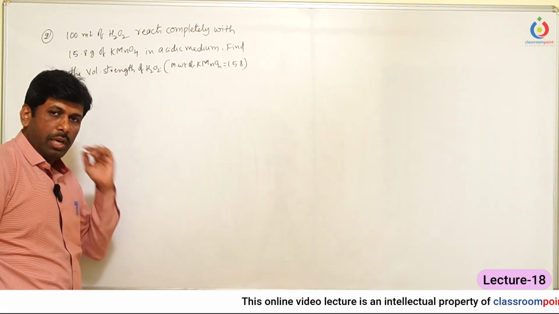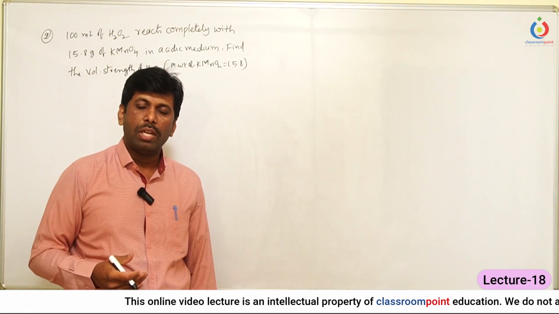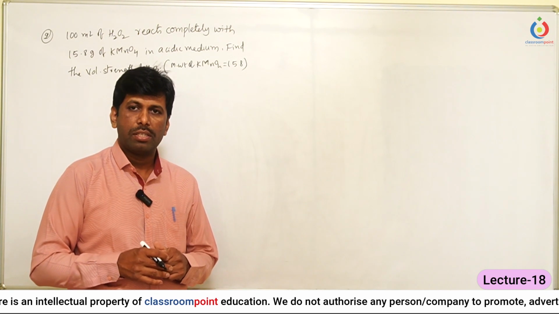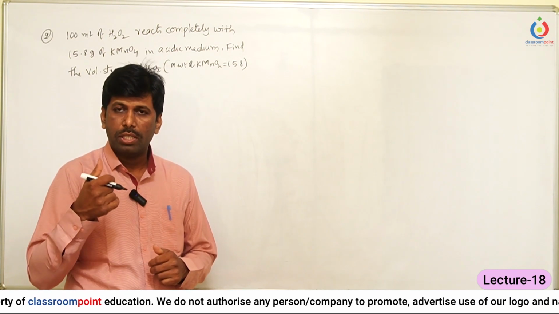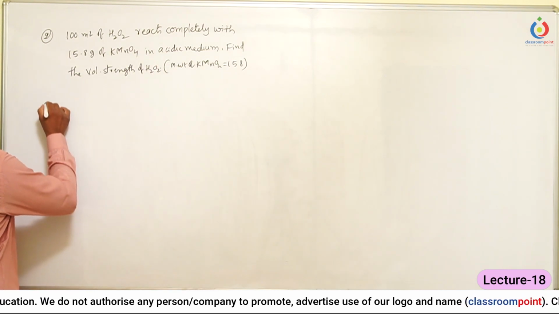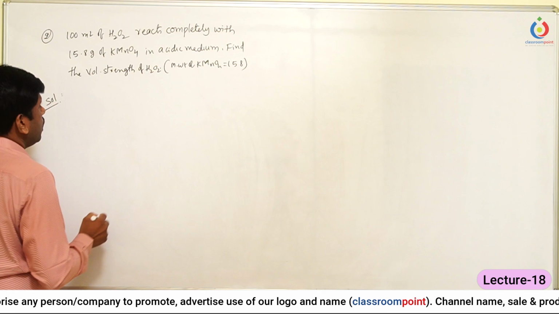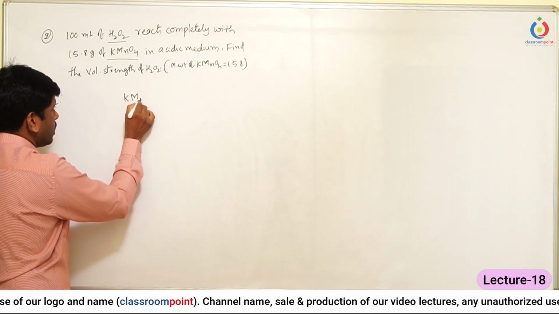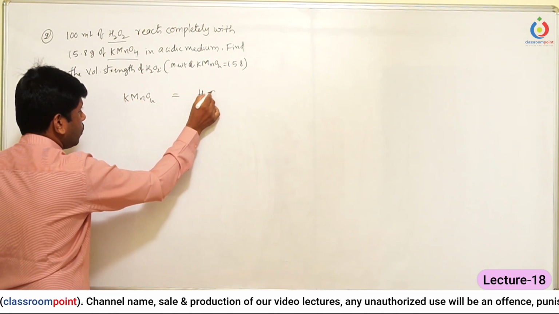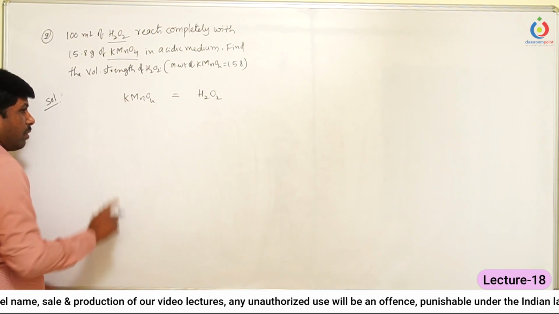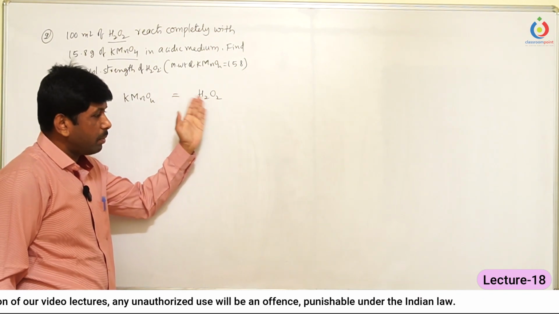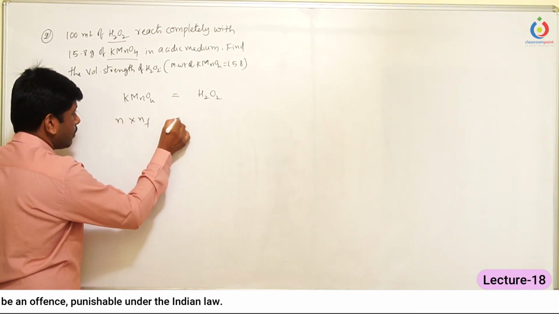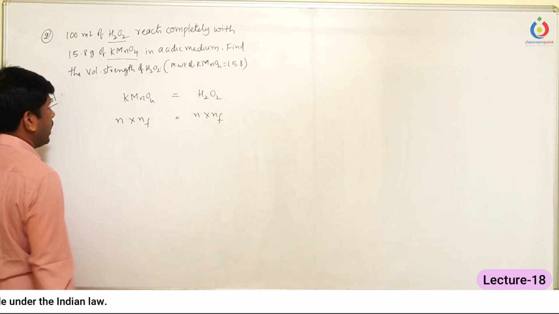So in the last class we discussed how to use the number of gram equivalents. Every time we have to use the number of gram equivalents for titrations and redox reactions. If you didn't watch that class, please do watch that and come back here. Now let us see. Solution: here KMnO4 and H2O2 both are used. So let us take KMnO4 on one side and H2O2 on the other side. The number of gram equivalents of KMnO4 equals the number of gram equivalents of H2O2. Number of gram equivalents, n into n factor, equals n into n factor.